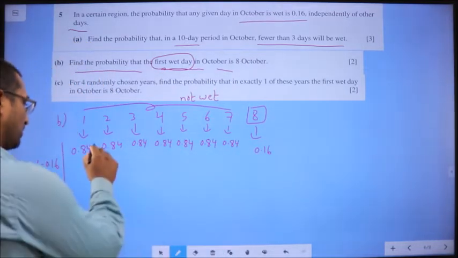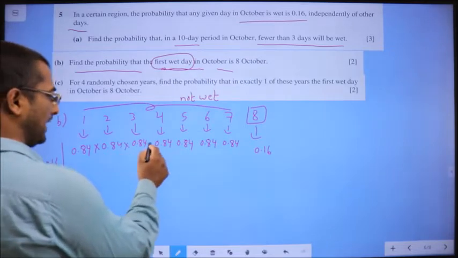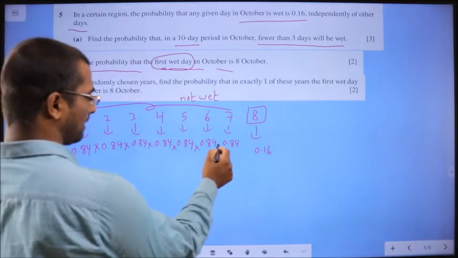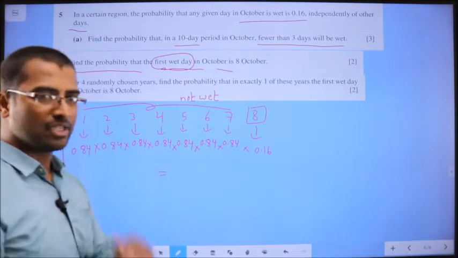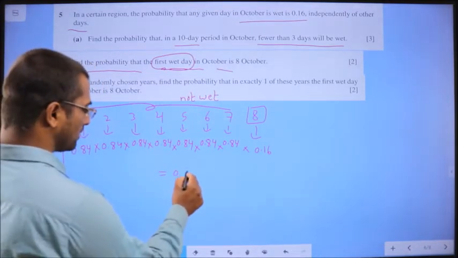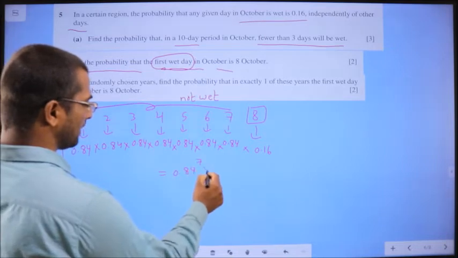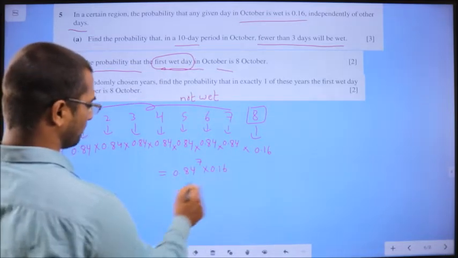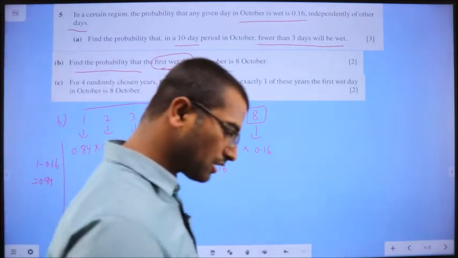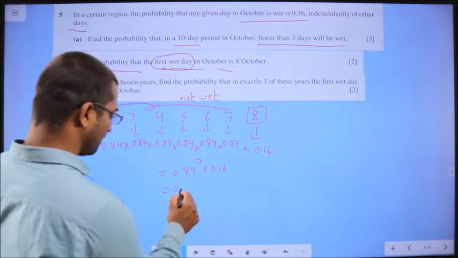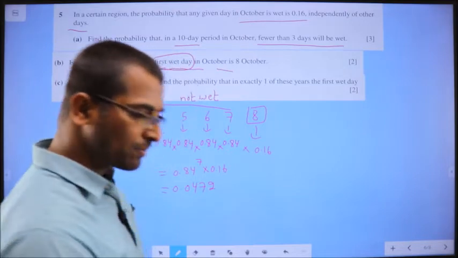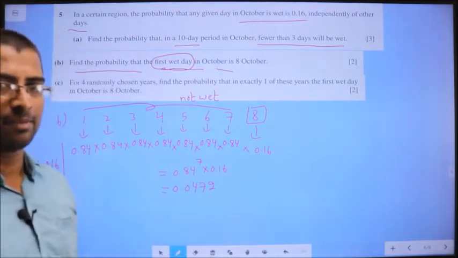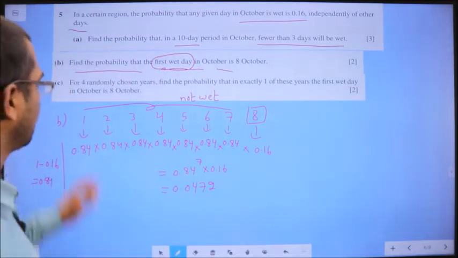Put multiplication between them, since each and everything has to happen together. Put all at once in the calculator, or 0.84 power 7 into 0.16. That will give the answer to be 0.0472. Okay, this completes the B1. Next, C.